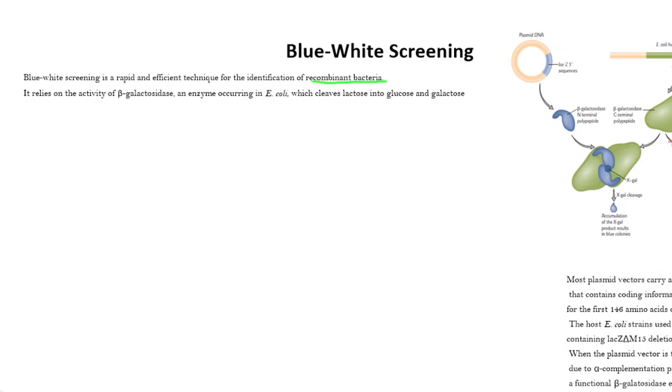And with the blue and white screening, what we do relies a lot on the activity of beta-galactosidase, which is an enzyme that we find in E. coli. And what it does, it cleaves lactose into glucose and galactose.